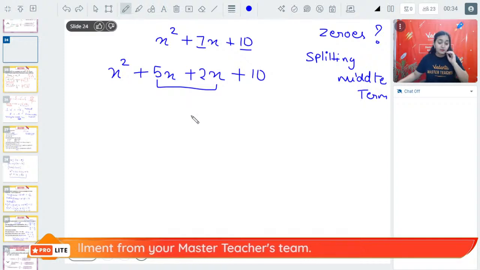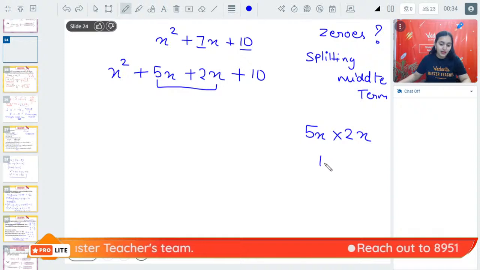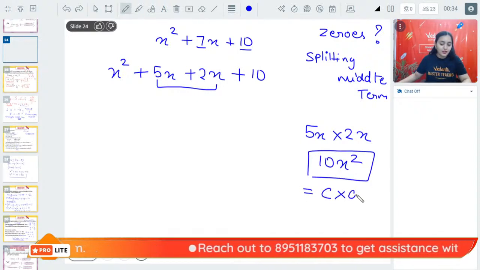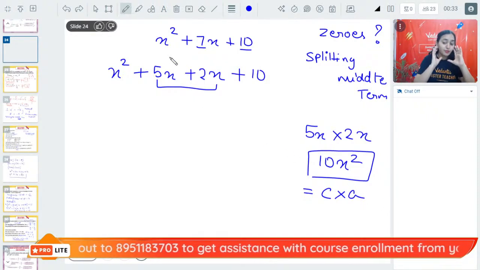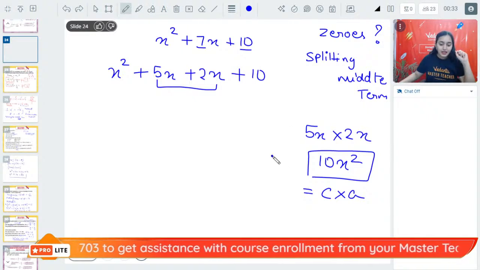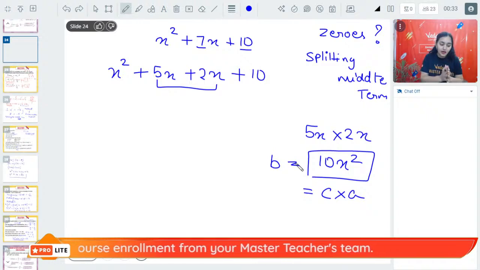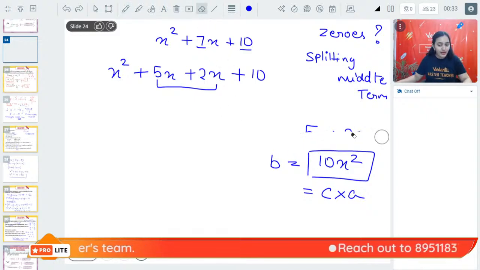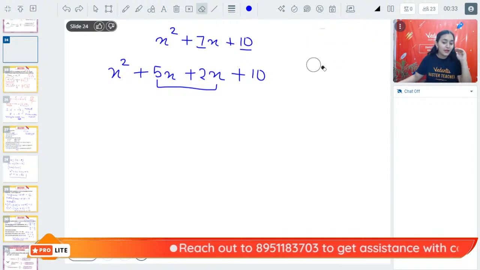For example, Michelle, what will you get if you multiply 5x with 2x? 5 twos are 10x square, right? So 10x square is nothing but c into a. So splitting the middle term says that you have to split b such that the product of both the terms is equal to c into a. So here I have split 7x into 5x and 2x.